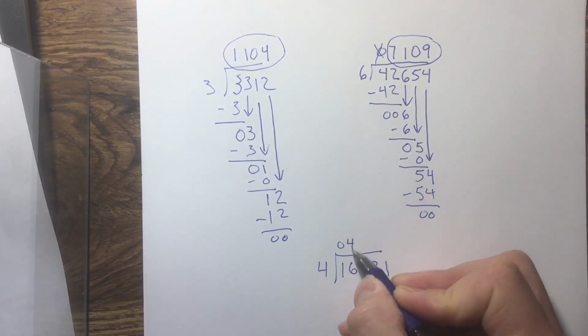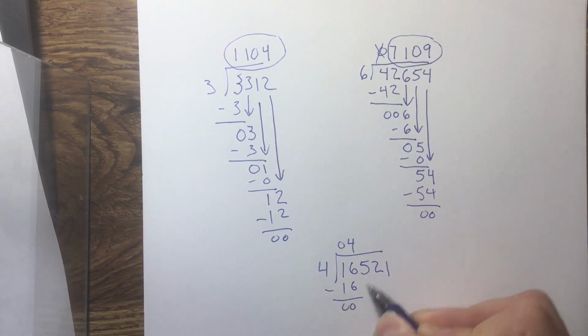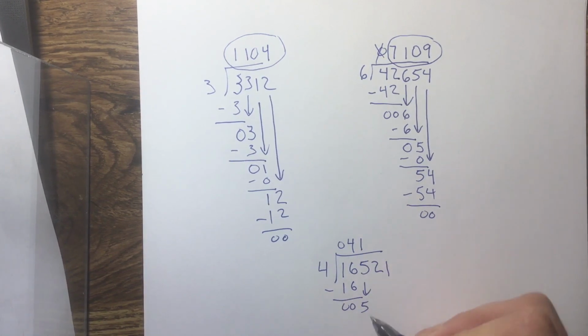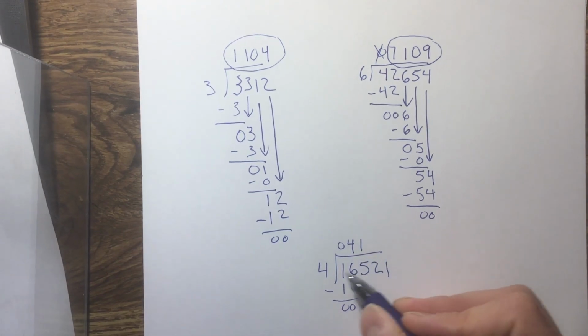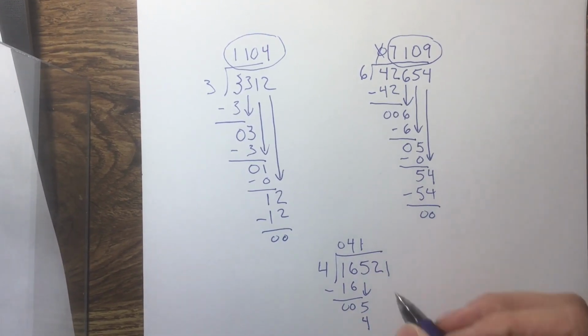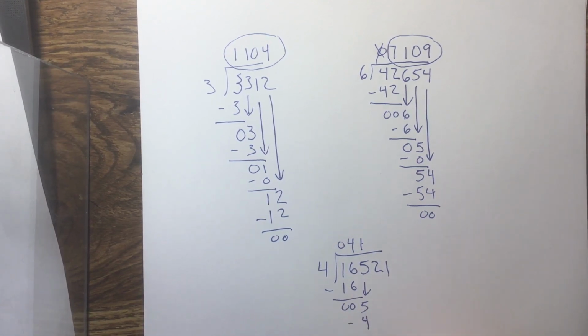4 goes into 16 4 times. We multiply. We subtract. We check and bring down the next number. 4 into 5 one time. 1 times 4 is 4. Okay, now I knew it was 1 because if I go 2, that's 8, and it's too big. Remember, you're always trying to get underneath the number that you're looking at. So in this case, 4 can go into 5 one time. We subtract it. We got 1. We check. We bring down our next number.